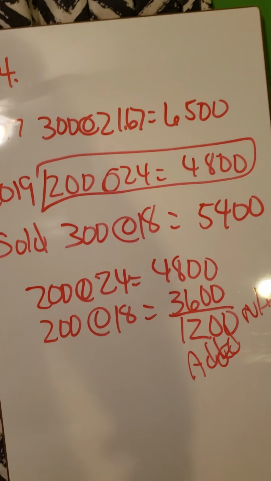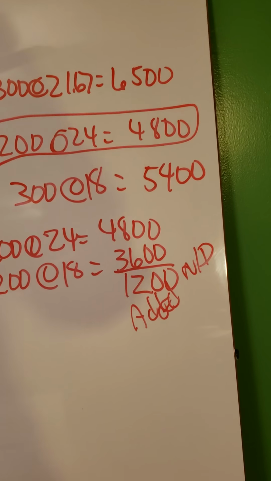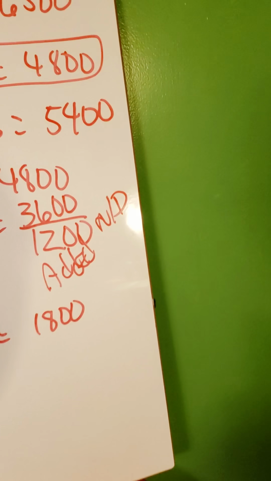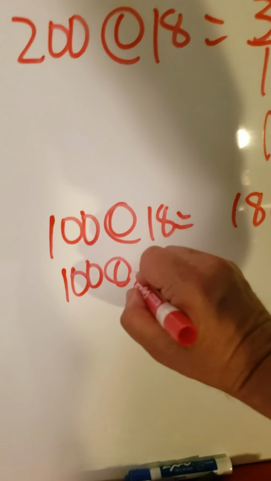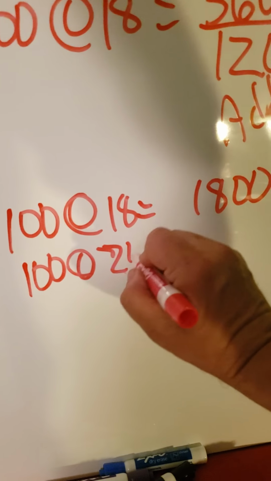In addition to that, I have 100 shares that are not wash sale shares. So I sold 100 at $18 a share, $1,800. And those are shares that I purchased for $21.67. So 100 at $21.67 gives me $2,167 for a $367 capital loss, and that is deductible because those 100 shares are non-wash sale shares.